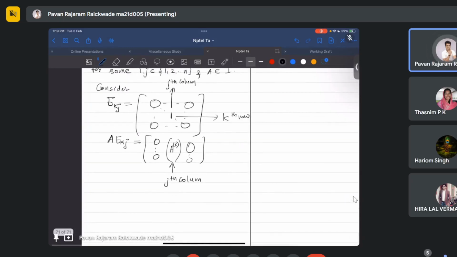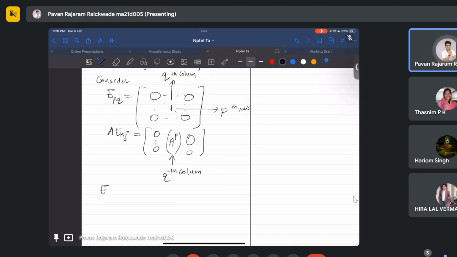And then, let's not confuse this with j. Let's say I do E_qp times A. Then I have the qth column here and then the pth row here. What do I get? In the qth column, the pth column of A. Yeah, this is the thing. And then if I multiply again with some E_mn.